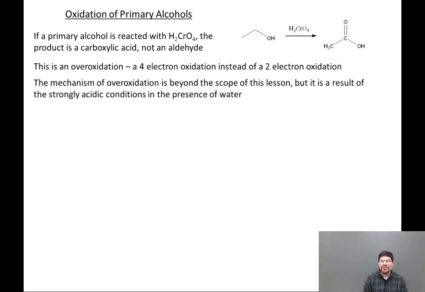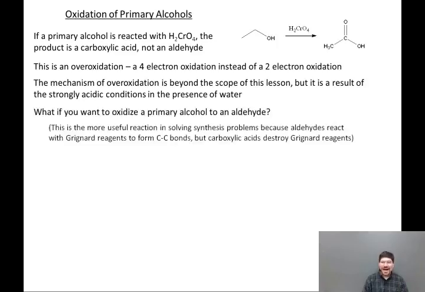The mechanism of over-oxidation is actually beyond the scope of this lesson. It requires some more understanding of carbonyl chemistry that typically comes in the second semester. But it's a result of the strongly acidic conditions of this reaction in the presence of water. So if you want to oxidize a primary alcohol to an aldehyde, which is a more useful reaction in the context of what we're looking at broadly in this unit.